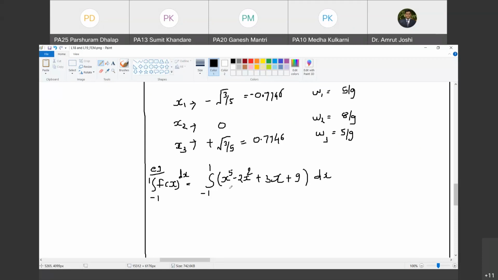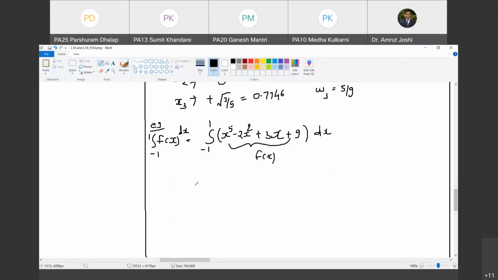So this is integration minus 1 to 1 f of x dx. So what is f of x? f of x is this quantity. Happy? Yes, sir. So how do we evaluate this integral? Let us first do the exact integration.